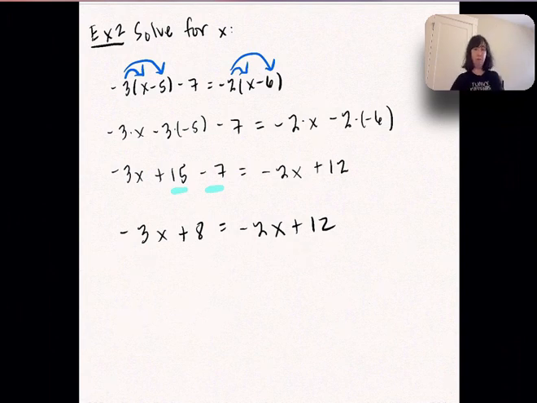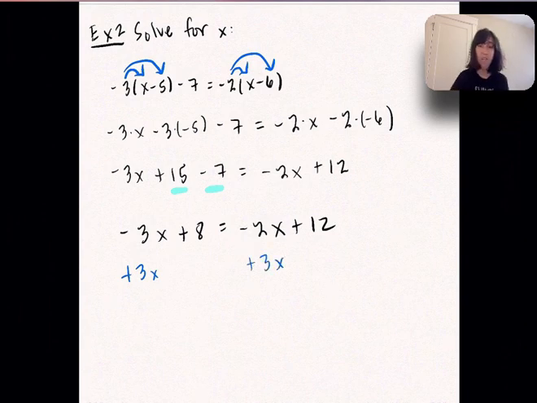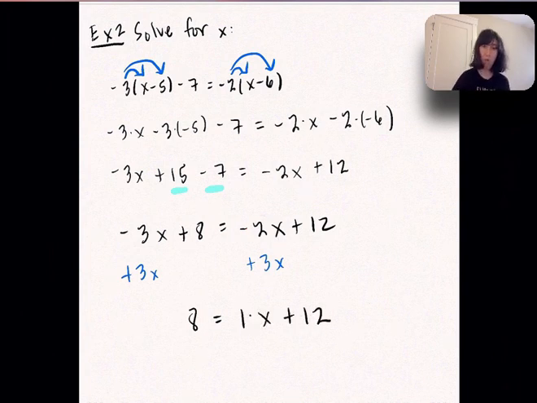Okay, now where do we go from here? I'm going to get all the x's on one side and all the constants on another side. I can do that by either adding 2x to both sides or adding 3x to both sides. Perhaps this time I'll start with the bigger number, so I'm going to do plus 3x here and plus 3x here. Now if I do that, I get 8 equals 3x minus 2x, which is just one single x, and I still have the plus 12.